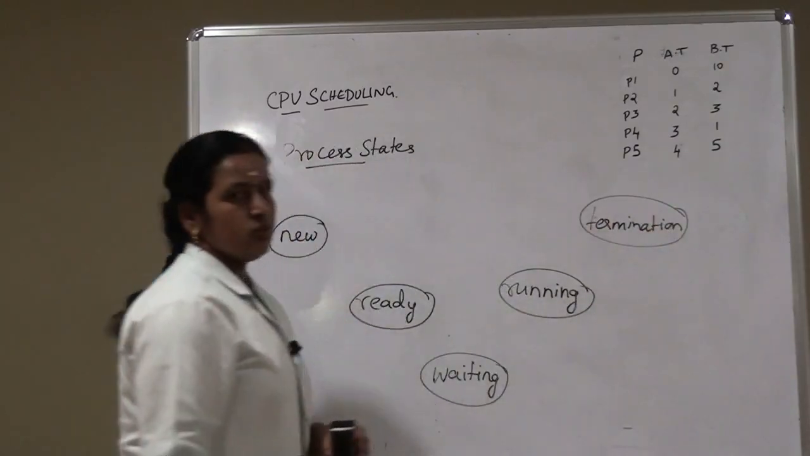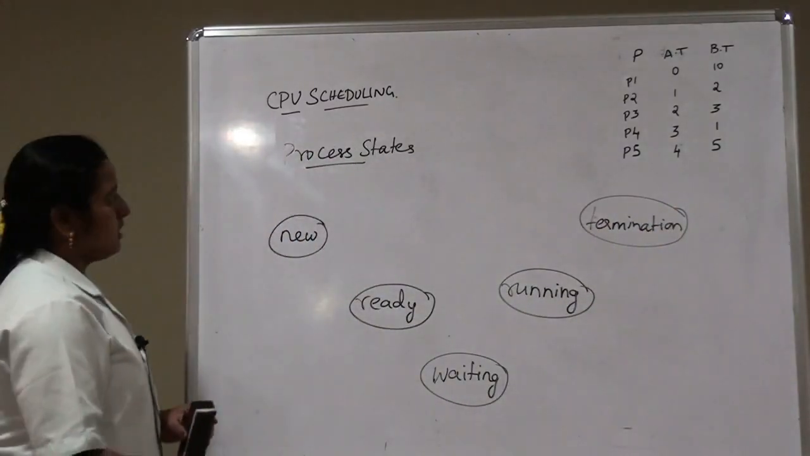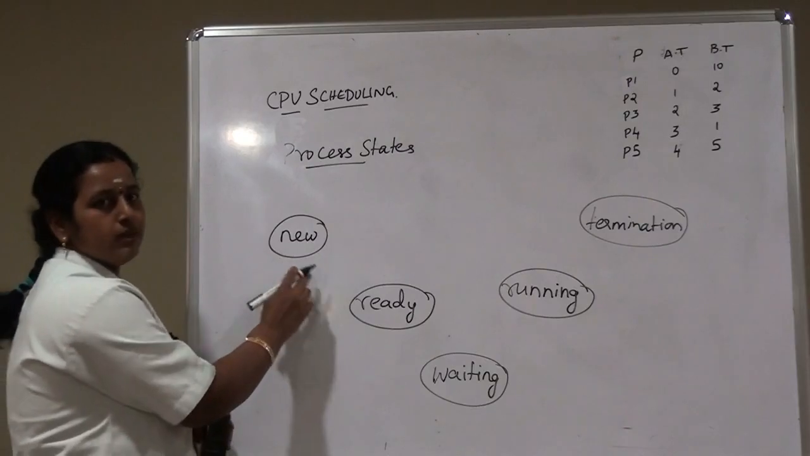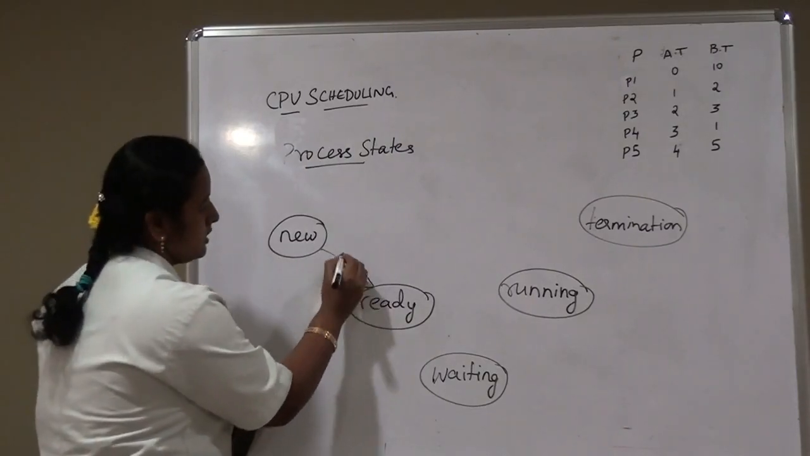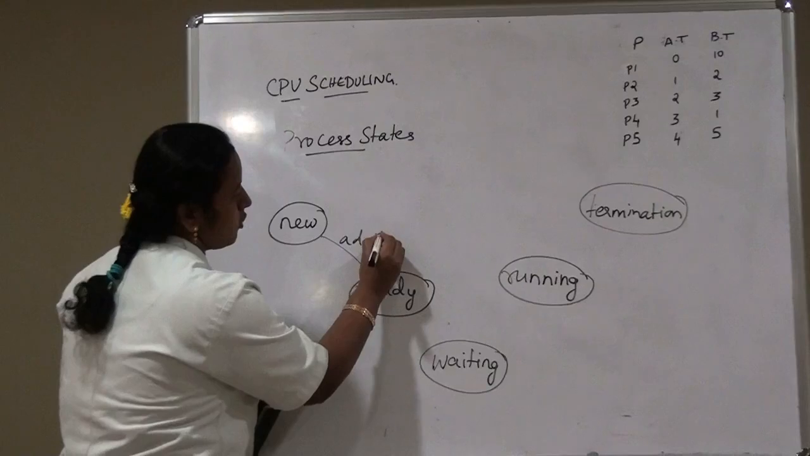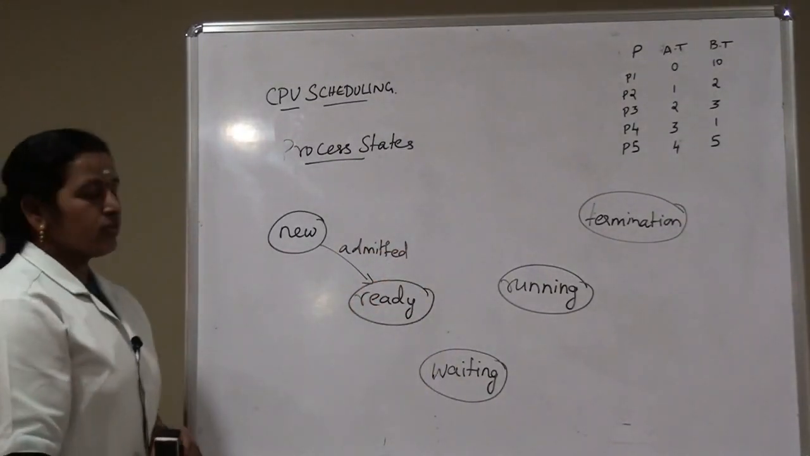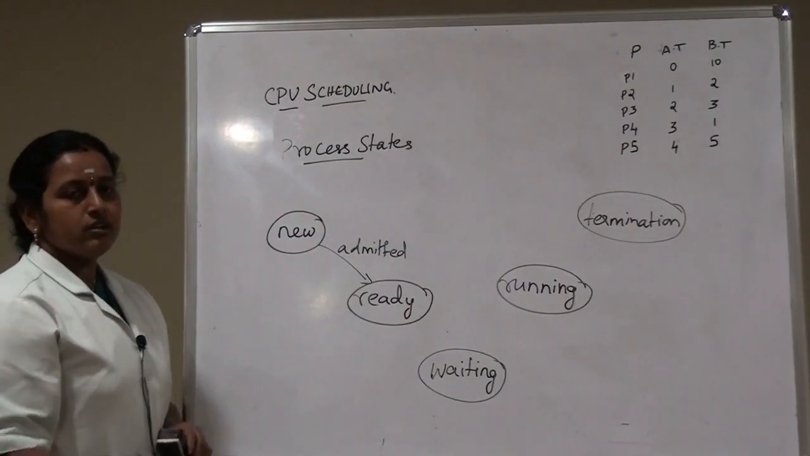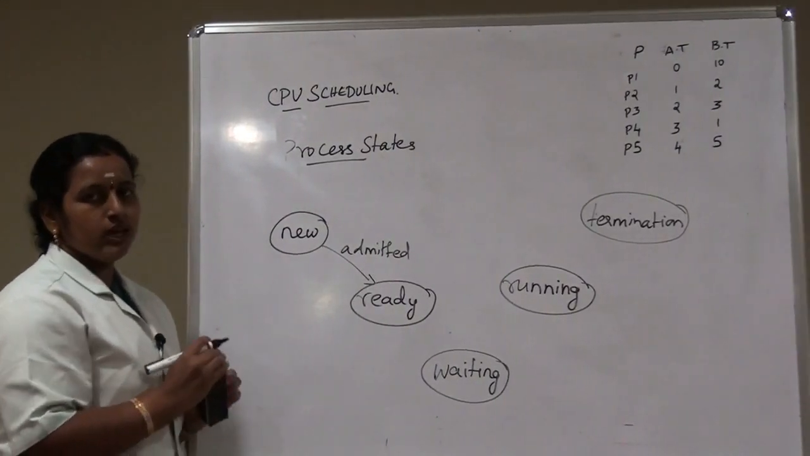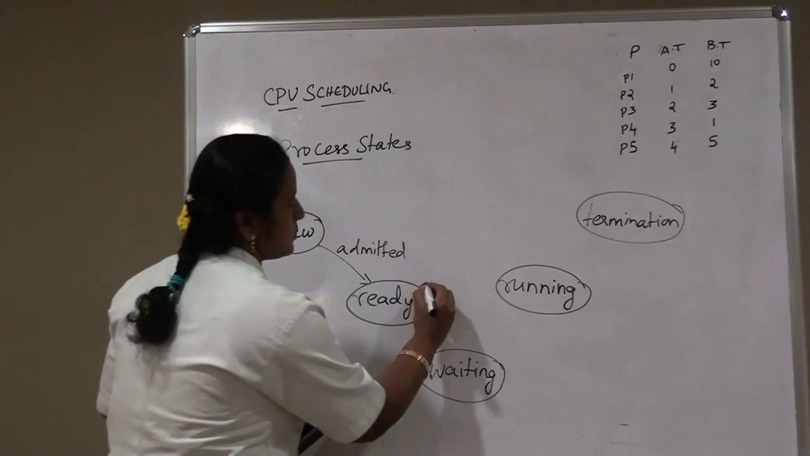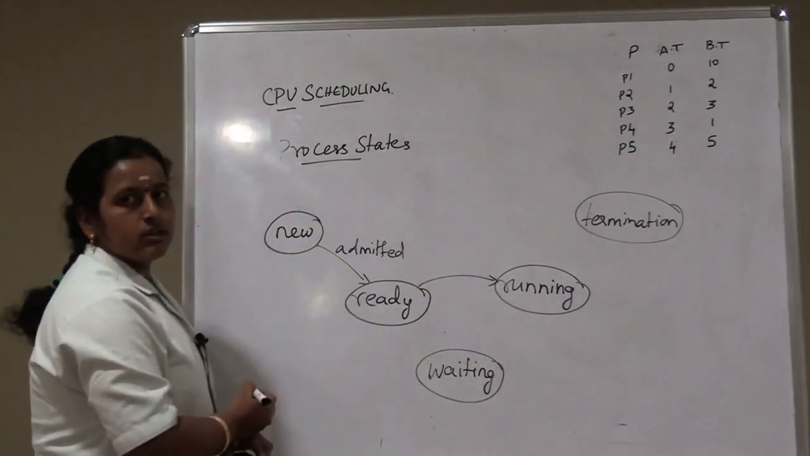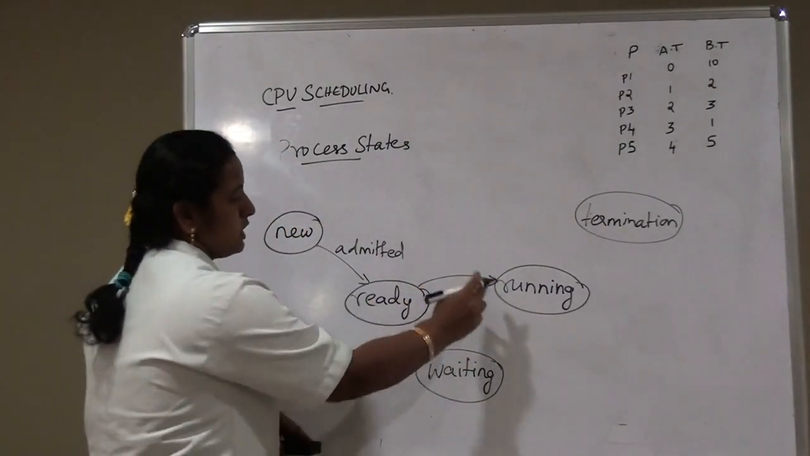So when a process enters execution, it starts from the new state and goes to ready. So it is admitted for execution in the operating system. Next, from the ready state, if it is the current process to be executed, it is transferred to the running state. So for execution it goes there.